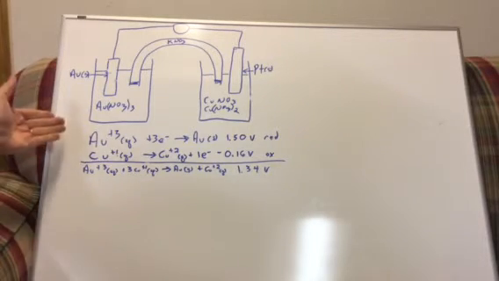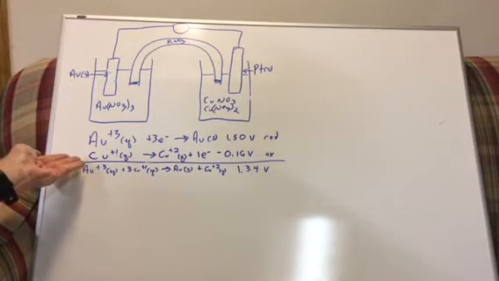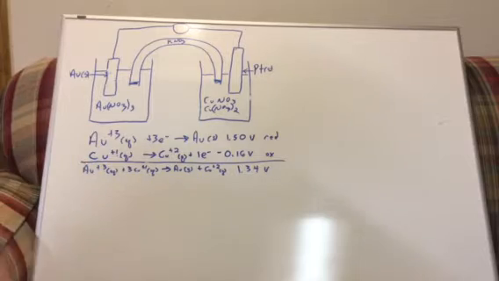First of all, they give us the reduction potentials. I went ahead and listed that one has to be oxidation, so I switched this one to an oxidation potential, because that's the only way it's going to give us a positive voltage.